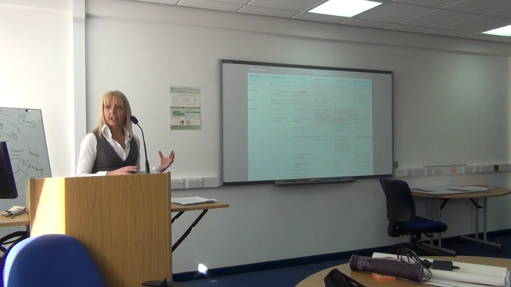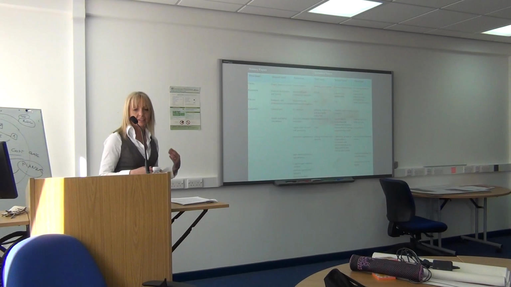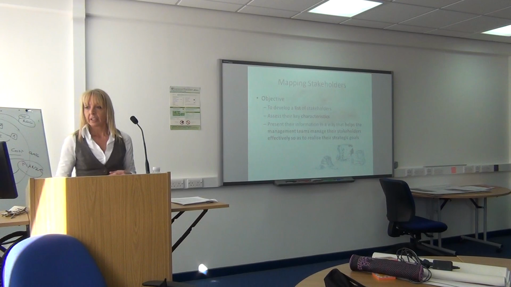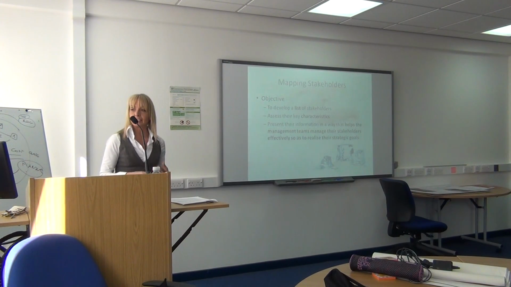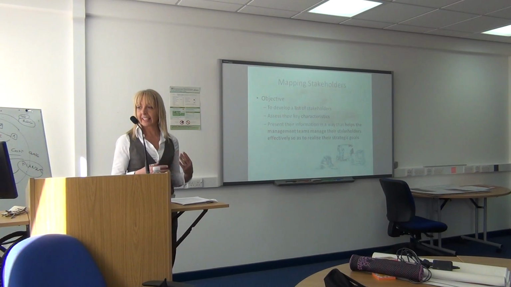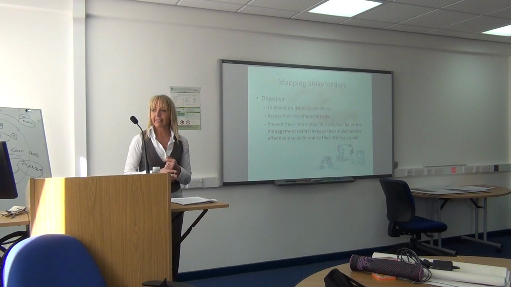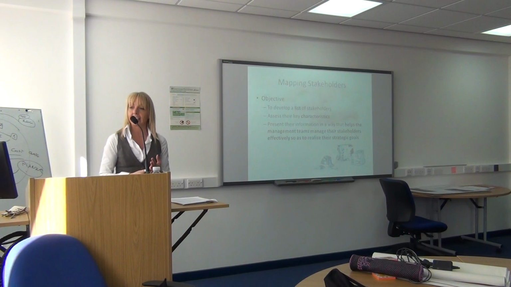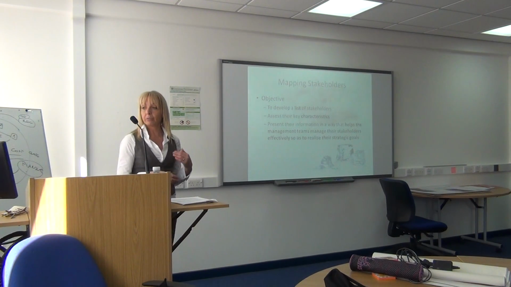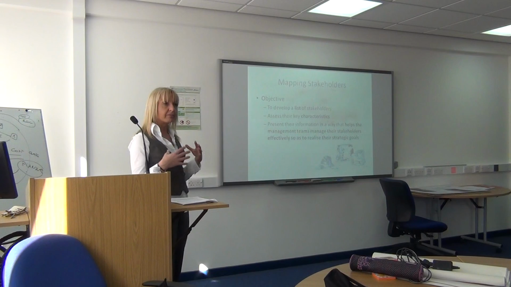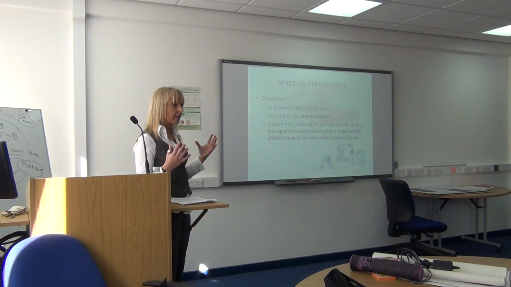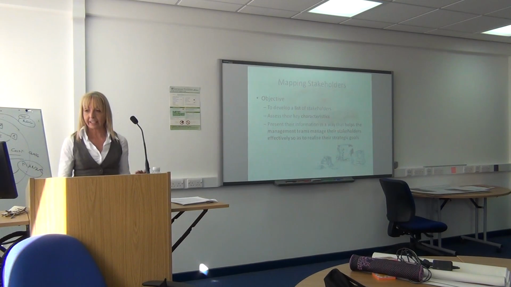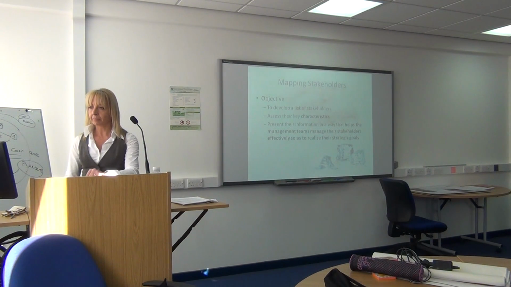So once you've identified who these people are, you need to start mapping them. And the objective of that is to develop a list, to assess their key characteristics, and present their information in a way that helps the management teams manage their stakeholders effectively, so to realise the strategic goals. This is a visual process. It's a visual aid to aid with the management of these stakeholders.